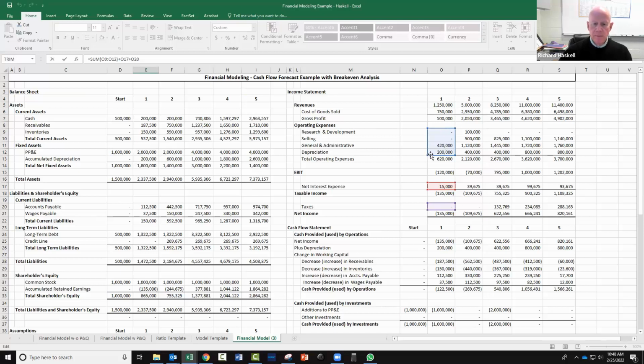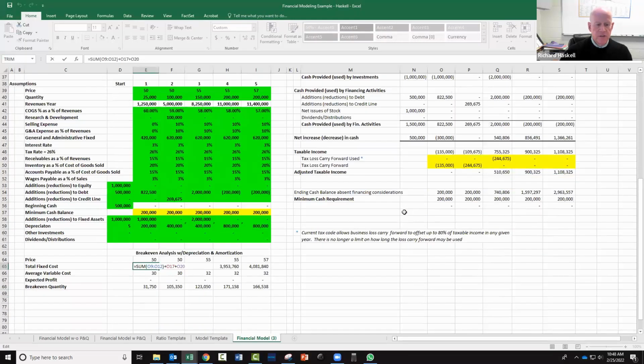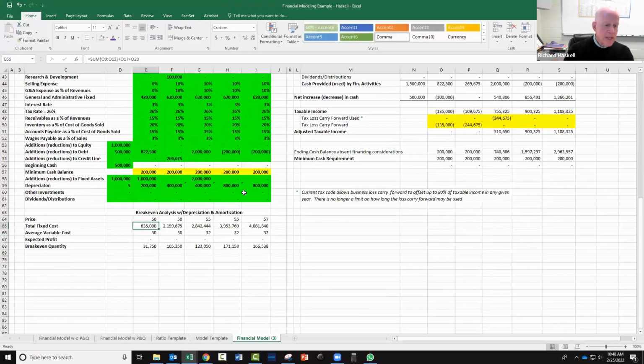So I'm picking up my operating expenses, including depreciation, because it is an operating expense, any interest expense I might have, any tax I might have. And I could expand this to say any operating expenses outside of cost of goods sold, any non-operating expenses, and any income taxes. Those become my fixed costs for the period. And if those are my fixed costs for the period, then I realize that I have a break-even quantity of 31,750. And I'm simply repeating that through the rest of my schedule.